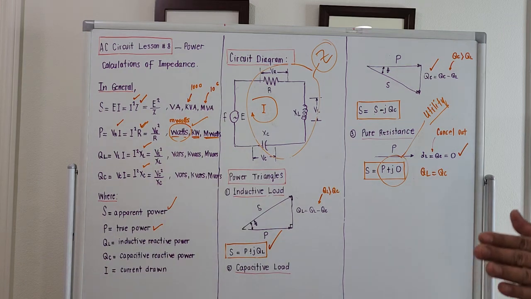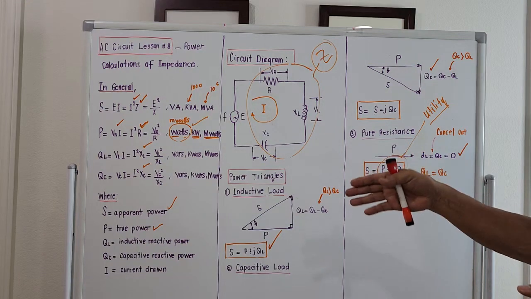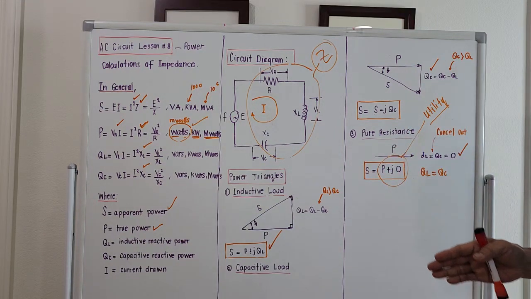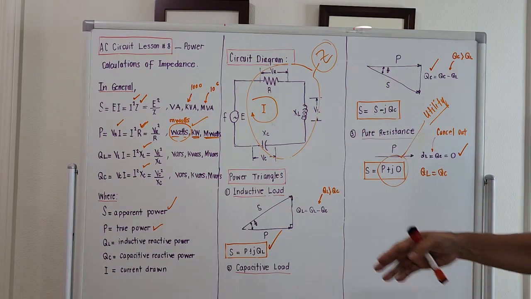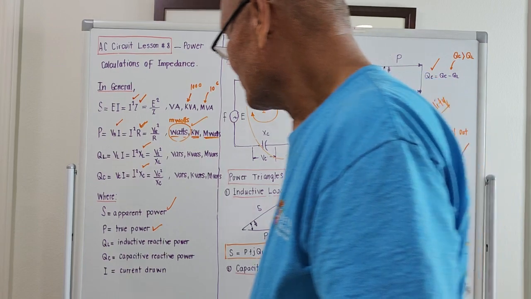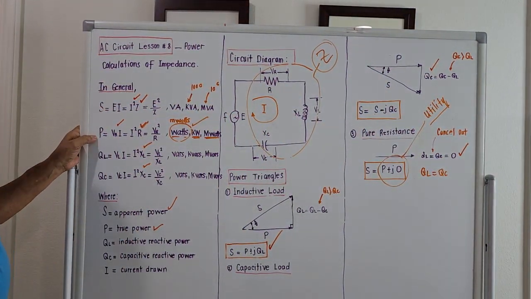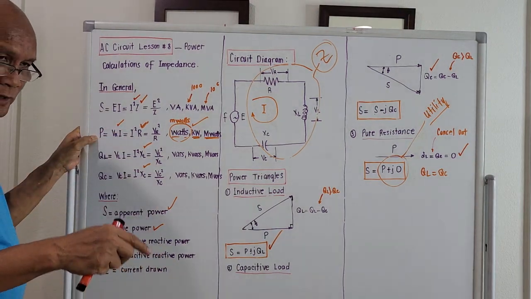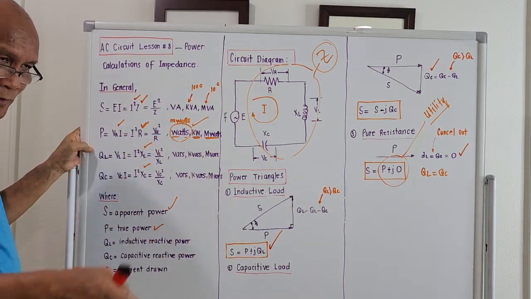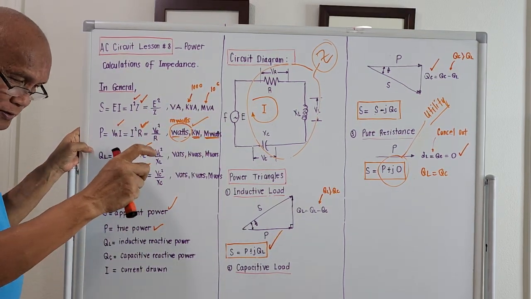Okay, so the next topic will handle that solution, but for tonight and how to compute the 3 different powers, it is this. S will be apparent power, P will be true power, the one we are paying to the utility line. Q sub L and Q sub C are both reactive powers. Q sub L is for X sub L, Q sub C is for X sub C.